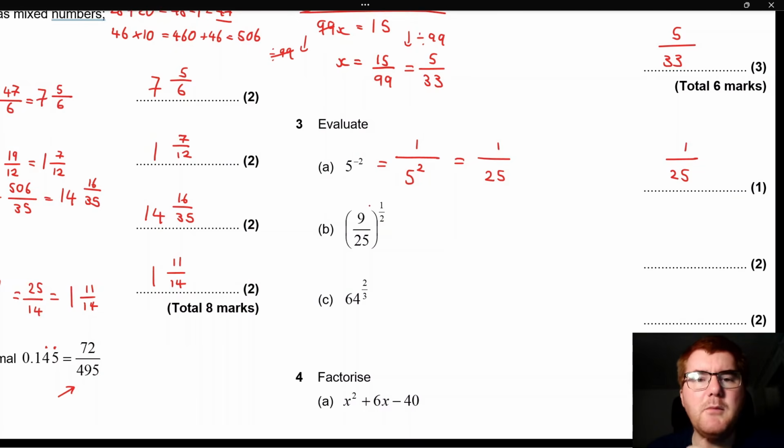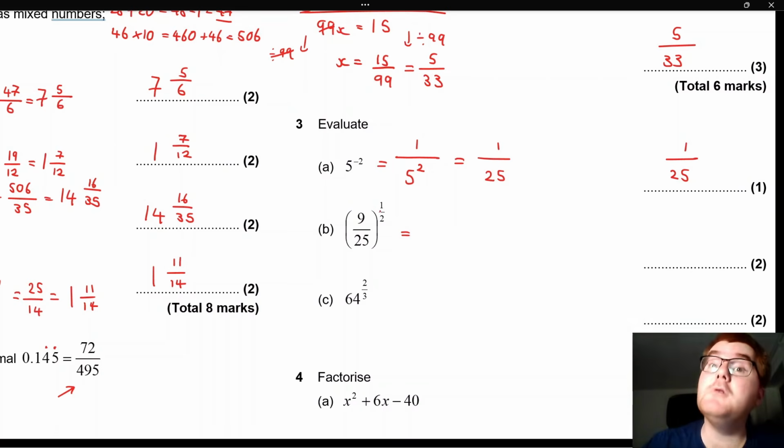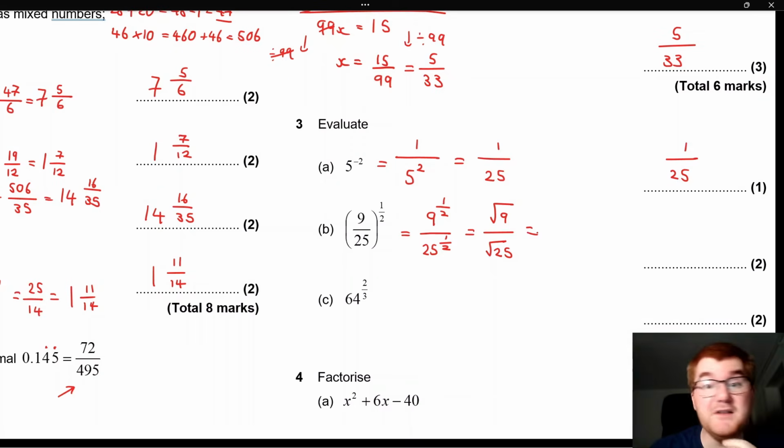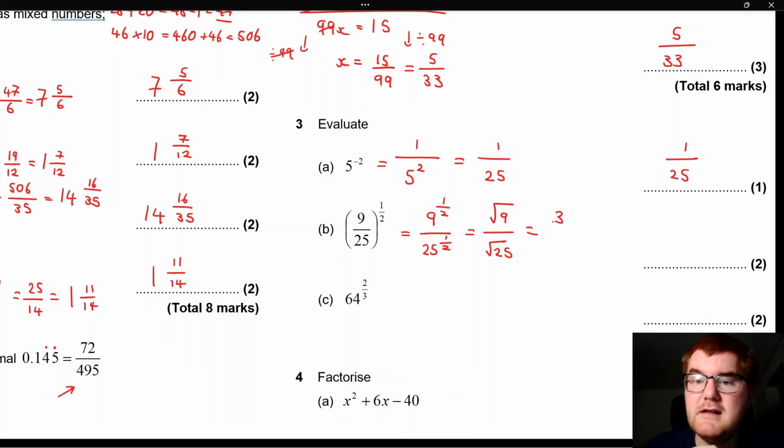For this one here, again, we've got a fraction with indices. Remember, the index applies to both the numerator and the denominator. So we have 9 to the power of a half divided by 25 to the power of a half. And remember, we've got a fraction here, so some kind of root. And because we've got a 2 in the bottom, we're going to have a square root. So a square root of 9 and a square root of 25. You need to know these kind of off by heart. So the square root of 9 is 3. The square root of 25 is 5. Giving us our answer of 3/5.